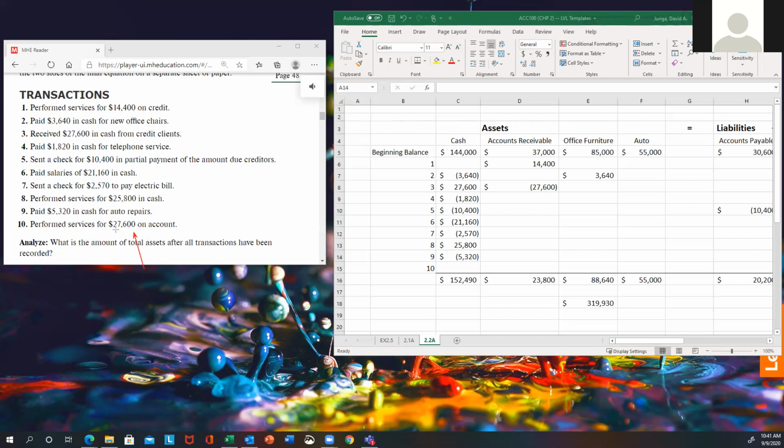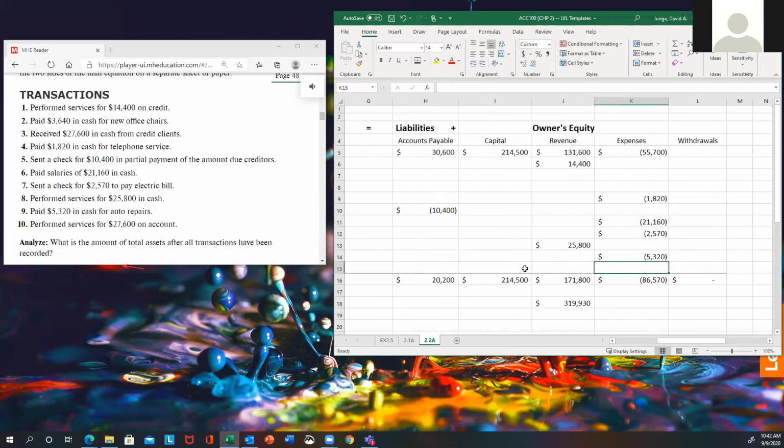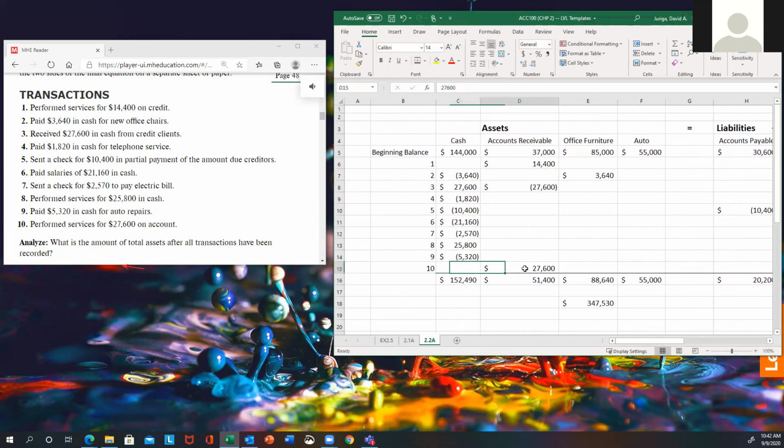So on account for perform services, everybody should say what asset account? Accounts receivable. We'll put that amount there. Of course, it's an increase. And then we know perform services should be the revenue. So if I do that, because this is number 10, right? So we got 27,600 increase, and then 27,600 increase. There you go. All right. And that would take care of all the transactions 1 through 10.